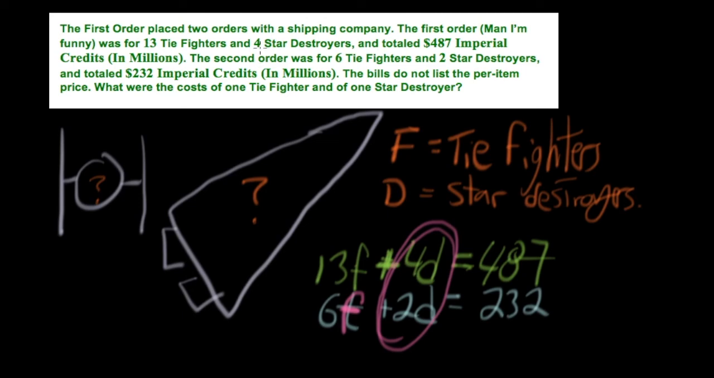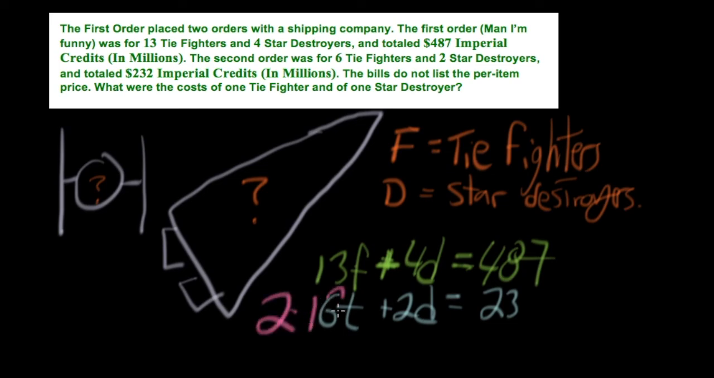So let's go and change our blue equation. So I'm going to double everything. I'm going to multiply this entire thing by 2, this entire thing. So this would become 12F. This would become 4D. And of course, I had to double this. That would become 40.